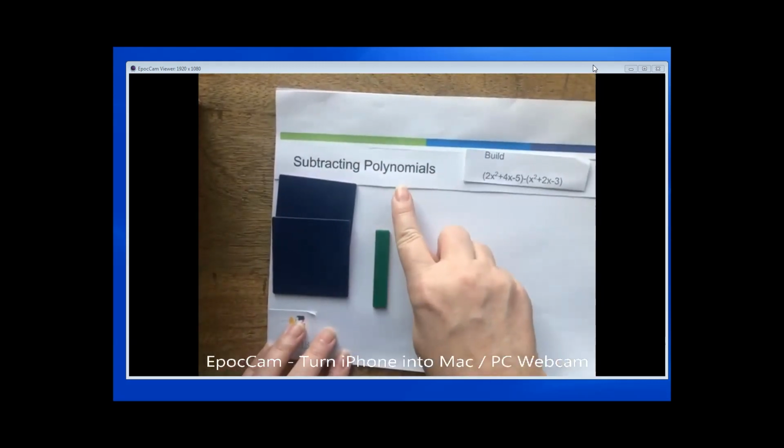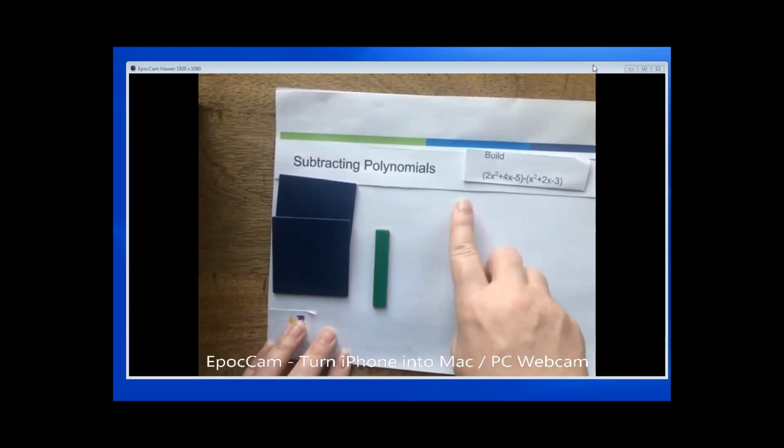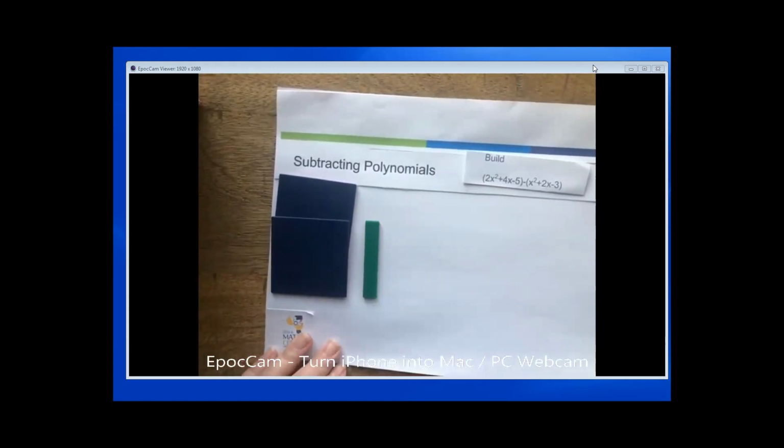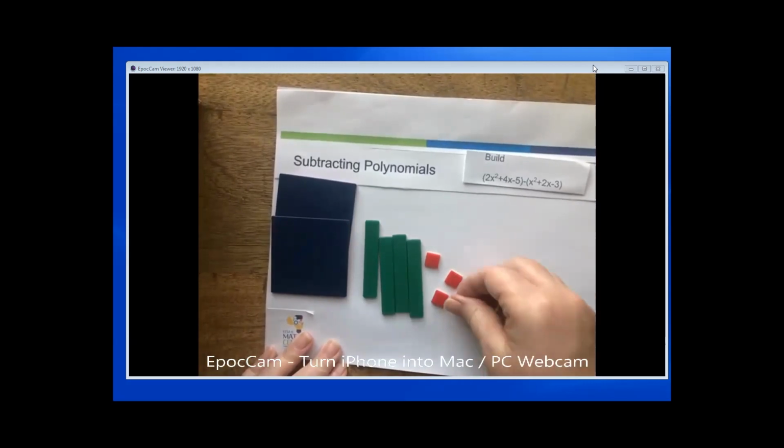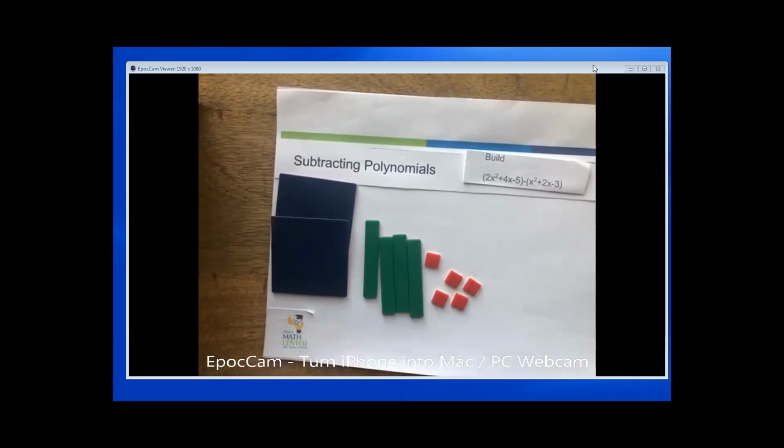So we're going to work on subtracting polynomials now. So I have 2x squared plus 4x minus 5. And there's that minus sign because we're subtracting. So we can think of that as subtraction, removal, negative, opposite, take away. I'd like to think of it as take away. And let's just see if we can take away an x squared.